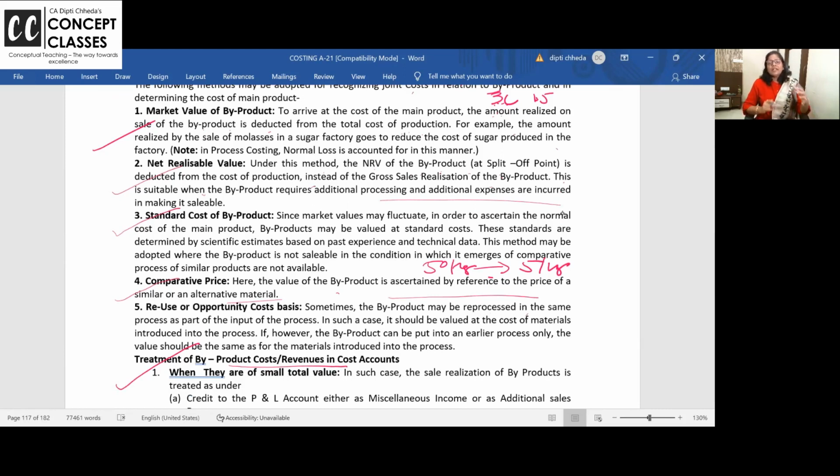Sometimes what happens, like in a utensil making company or in paper mills and all, the byproduct which is waste, again they put it as scrap and they melt it and put it again as raw material. So in that case you are not selling the byproduct outside, but suppose you are making steel bowls and if they are damaged, that is like scrap and then they again melt it and put it as raw material. So you value it at the opportunity cost. This is just to get the value of the byproduct.